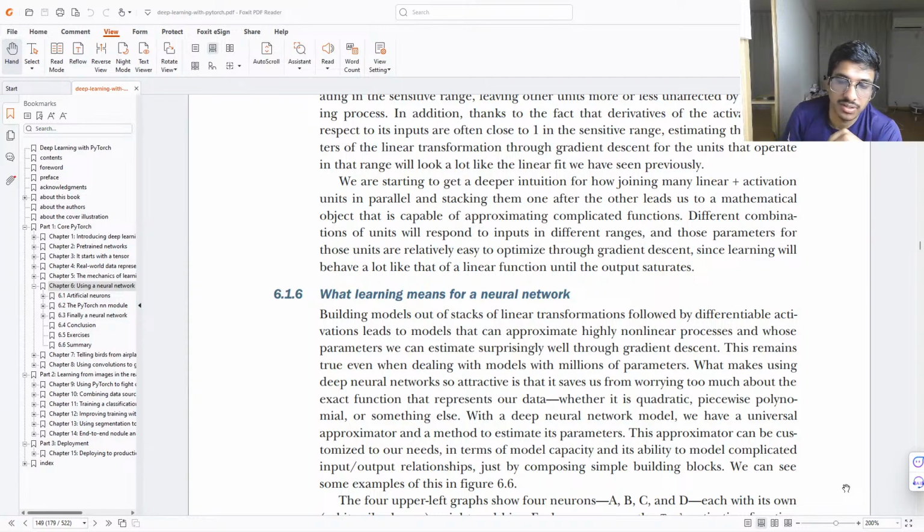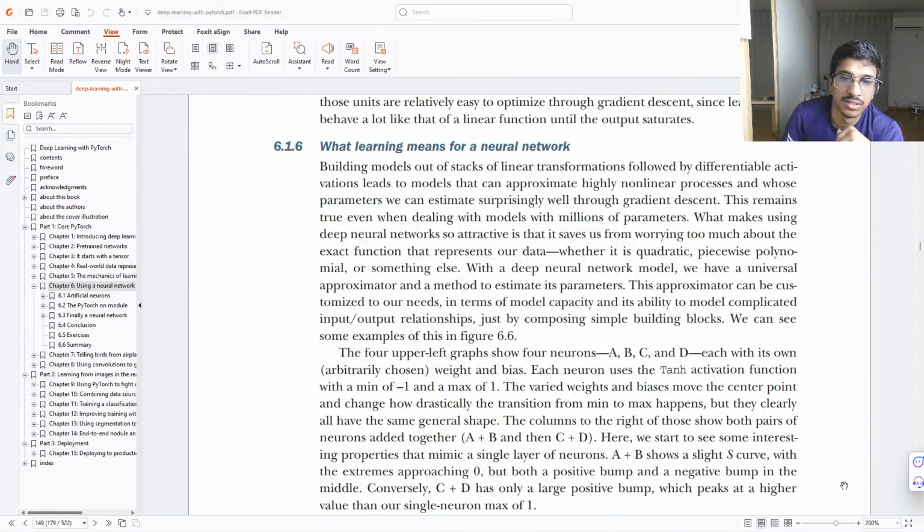What learning means for a neural network: building a model out of a stack of linear transformations followed by differentiable activations leads to models that can approximate highly nonlinear processes, and we can estimate those parameters surprisingly well through gradient descent. This remains true even when dealing with models with millions of parameters.